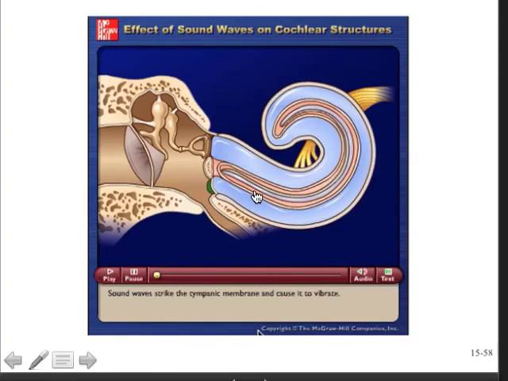Now what you're looking at here is a little video that talks about the effect of sound waves on the cochlea. So take a listen.